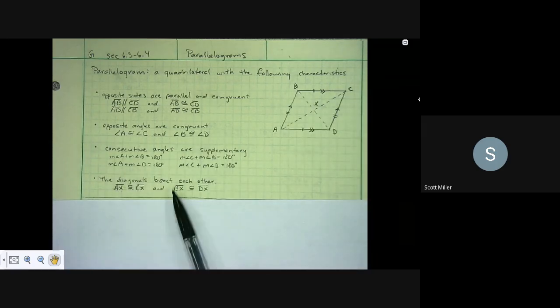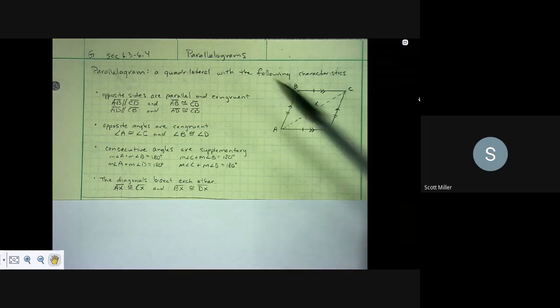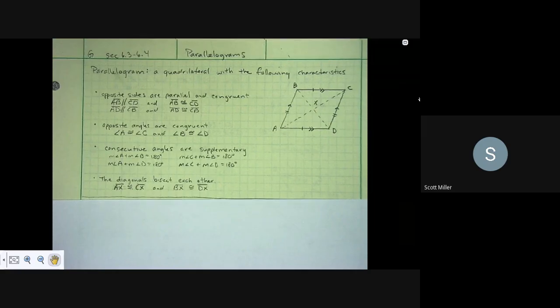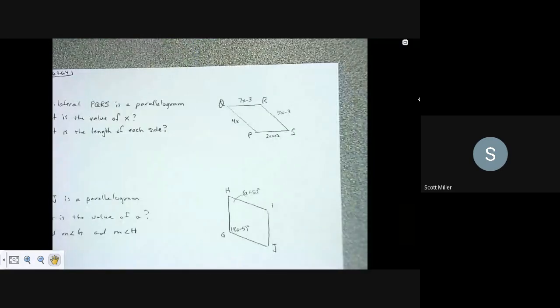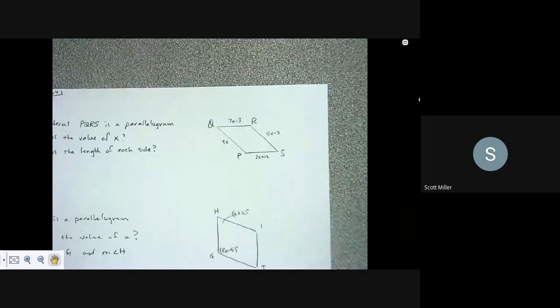The diagonals bisect each other. So even though I didn't put the marks in here, the diagonals will bisect each other. So these two segments are congruent, and these two segments will be congruent. Okay, so if you have a parallelogram, you know these things are happening. And then we can use that to do whatever questions that we have, proofs and such like that. But we're going to be looking at examples and how to solve some problems. So we're going to look at an example right here, how I can use these characteristics to help me solve some problems.